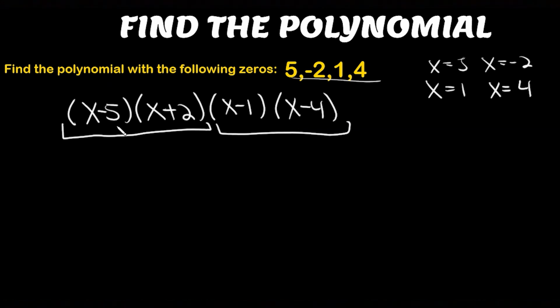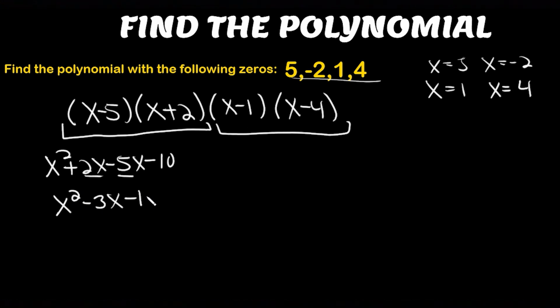So doing the first two binomials, I'm going to get x squared. Then I get plus 2x minus 5x, and then minus 10. And again, I'm using FOIL here, okay? So I can go ahead and combine like terms right here. I have 2x minus 5x. That's going to give me x squared minus 3x minus 10, okay? So that one simplified down.